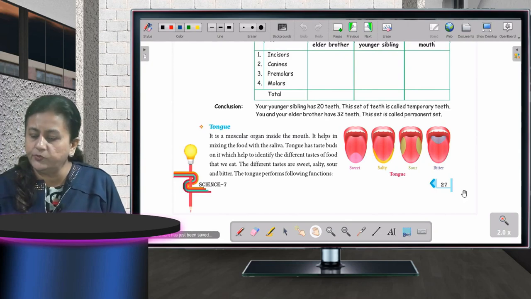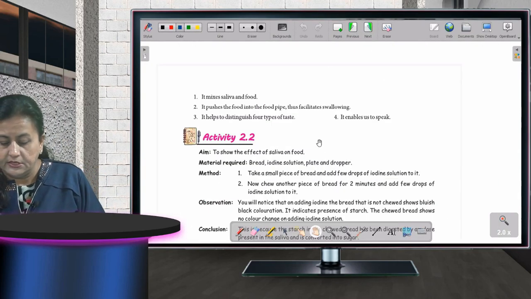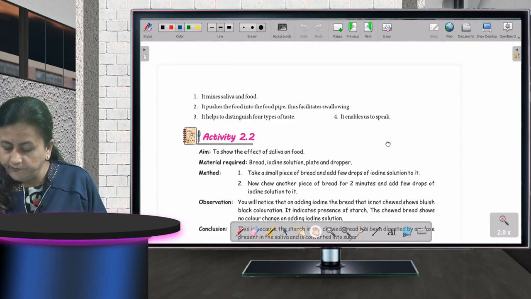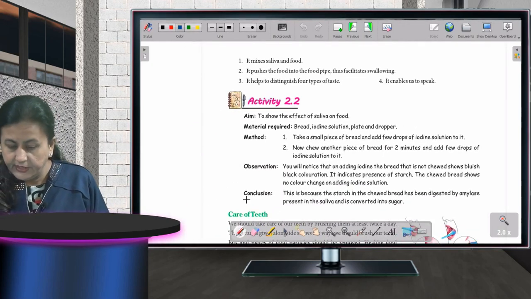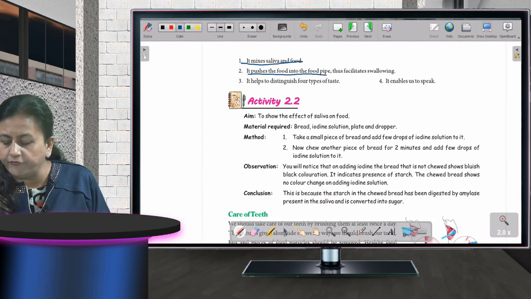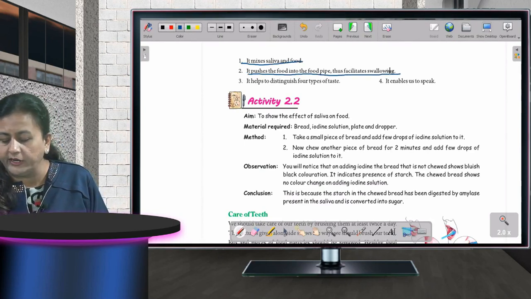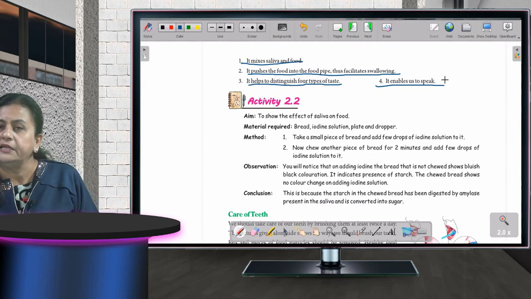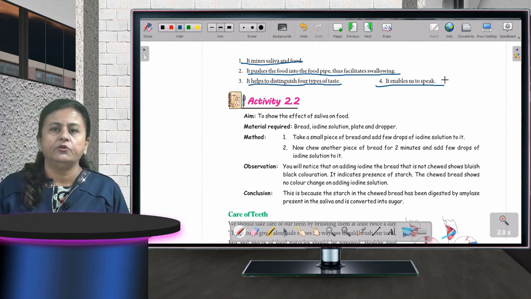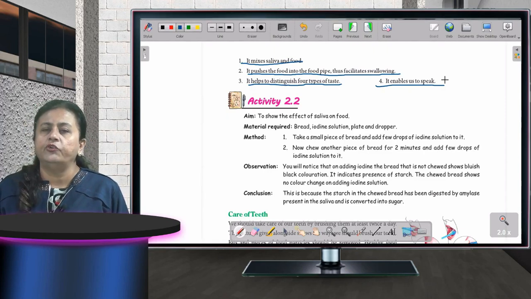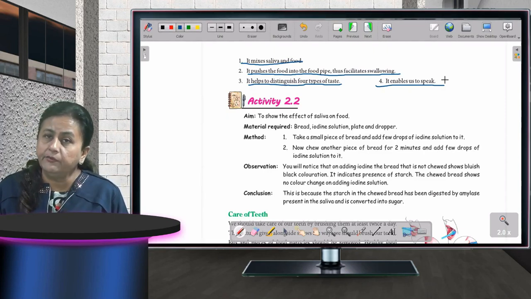It mixes saliva and food. You all can see on your screen also. It pushes the food into the food pipe, thus facilitating swallowing. It helps to distinguish four types of taste, as I told you, and it enables us to speak. Fine, children. So tongue, teeth, everything is contributing towards the digestion of the food.